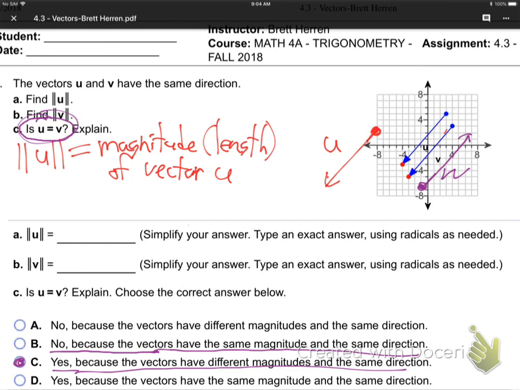Yeah, good, all right. It would be D, right? Because the vectors have the same magnitude. Yeah, same magnitude, same direction. Yes, it is. Make sure you read it. Yeah, read all the fine print in the contract.